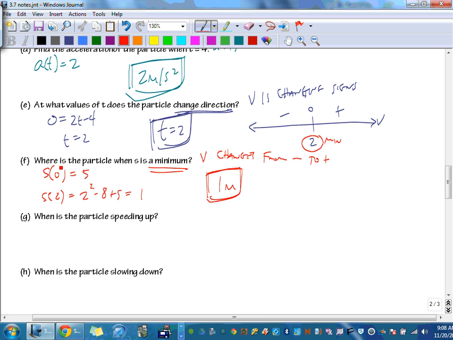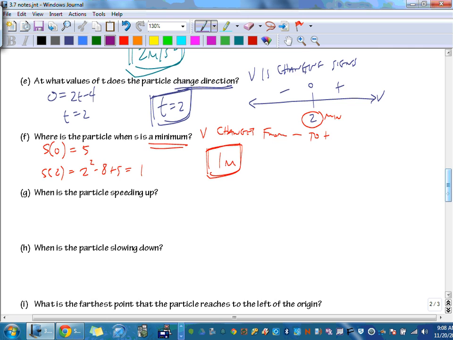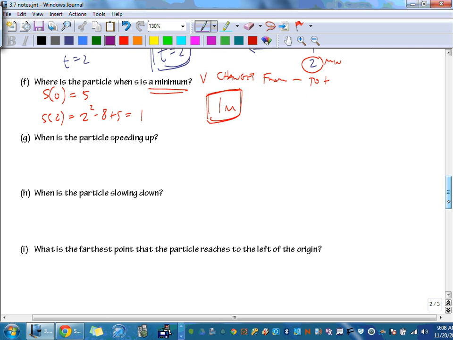Because it's asking where it is, not the time when it's at its minimum, so we have to plug that in. Well, just keep that in mind when you're finding an absolute min or absolute max. You want to check endpoints if there are any.